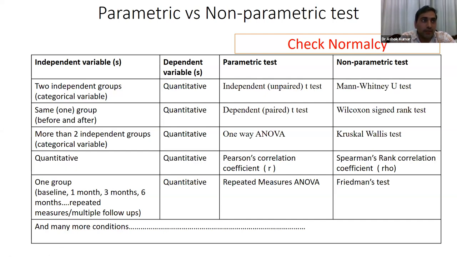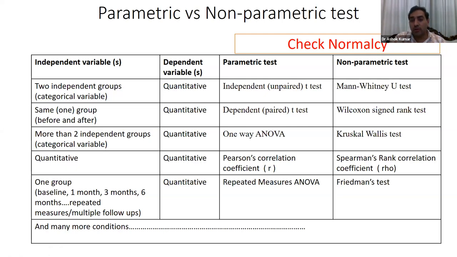So before creatinine level, then yoga, diet and yoga, and after creatinine level. If you want to compare this mean comparison, and this creatinine level or hemoglobin or score is normally distributed, we should use the dependent or paired t-test. Otherwise, Wilcoxon signed rank test, its counterpart.